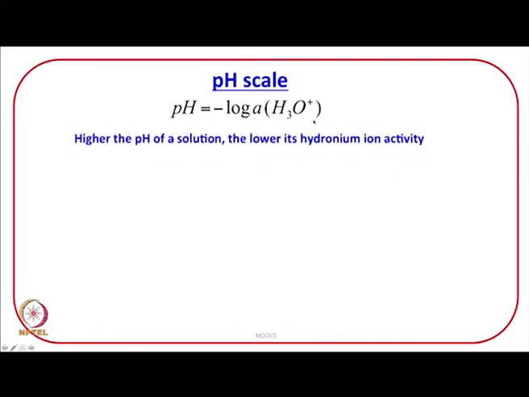According to this definition, the higher the pH of a solution, the lower its hydronium ion activity, because there is a negative sign over here. That means if the amount of hydronium ion or the activity of hydronium ion is very, very small, the pH is going to be high.